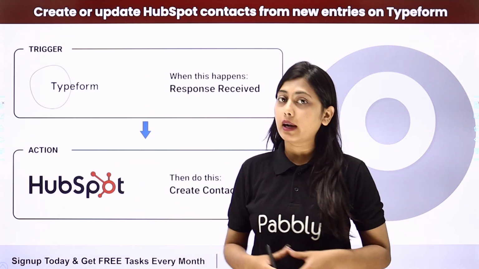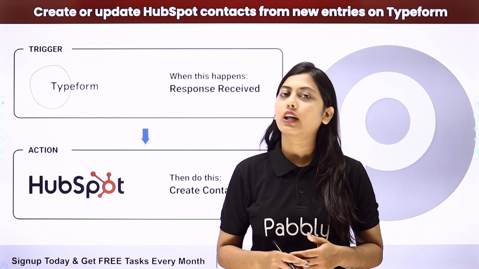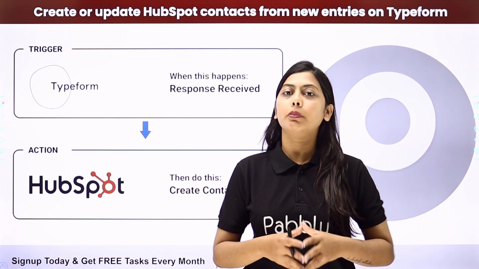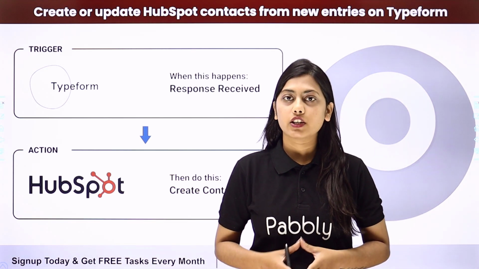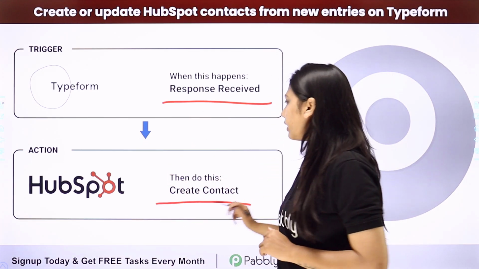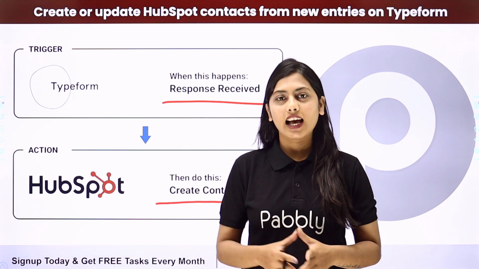But this cannot happen automatically because both of these applications do not have a direct connection between them. But I will tell you that we can automate this process with the help of Pabbly Connect. We will create an integration where our trigger will be a response received in our Typeform and our action will be a created contact in HubSpot. Let us learn how to do it.